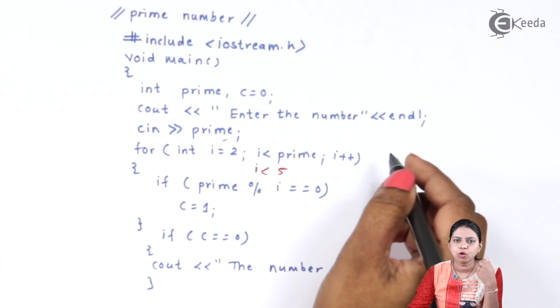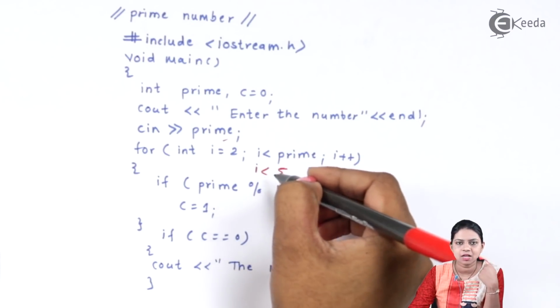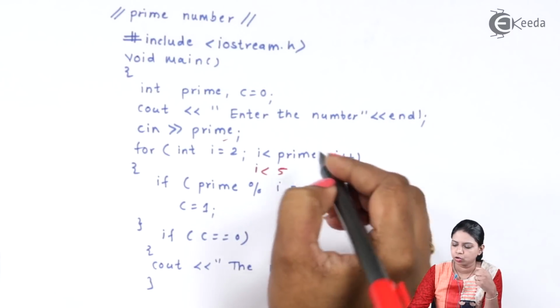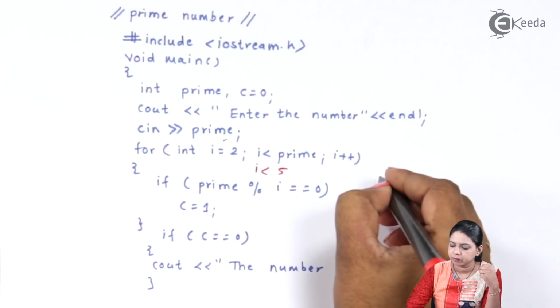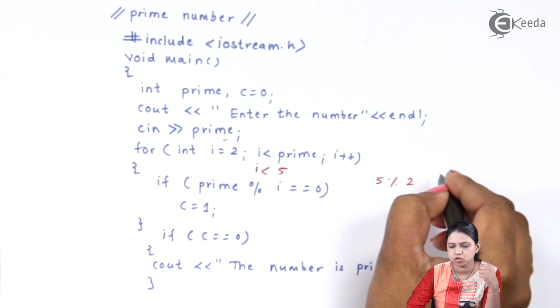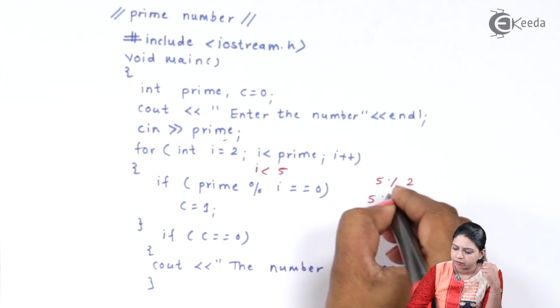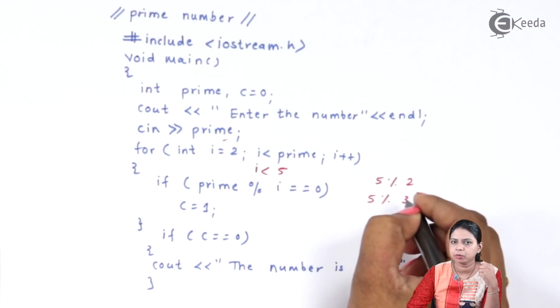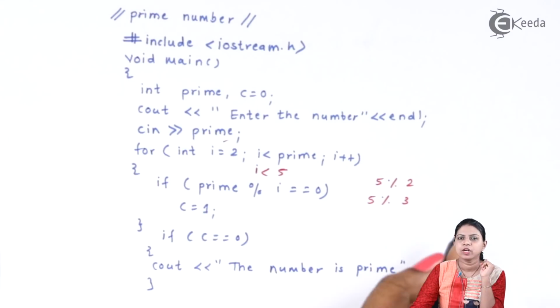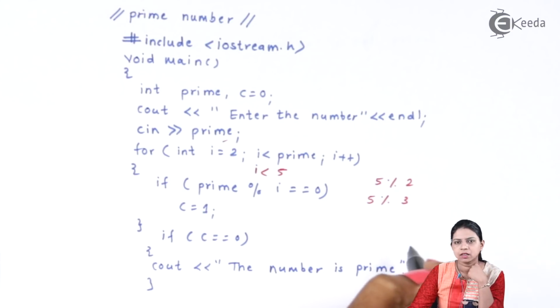3. So one more time you will check whether 3 is less than 5. Yes, 3 is less than 5, so again you will go inside the loop and do the same thing. First I divided my 5 by 2 and it was not 0. Now you will divide your 5 by 3. Again it won't be 0, so your c value will remain as it is, that is 0.